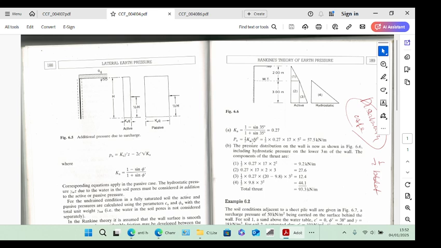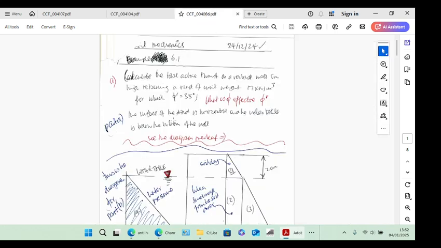Ka times gamma, the unit weight of the material, times H, like hydrostatics. So that is 0.27 times 17 times 5. Then to get the force FA, that's the area of the triangle, which is half times PA times H. So it's half times 0.27 times 17 times 5 squared. That's equal to 57.5 kilonewtons per meter.